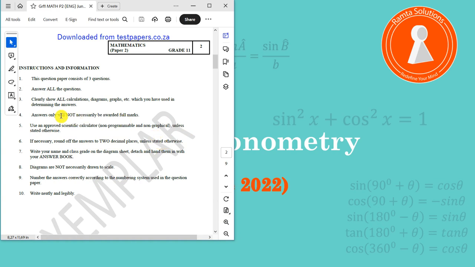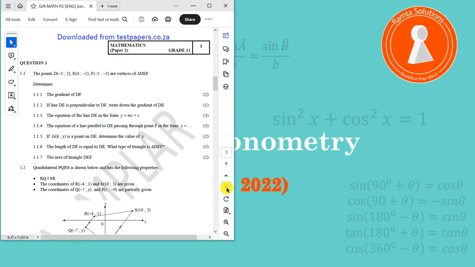Check this out. Instruction number 4 says answers only will not necessarily be awarded full marks. So try to show where you got your answers from. It's important that you do that.